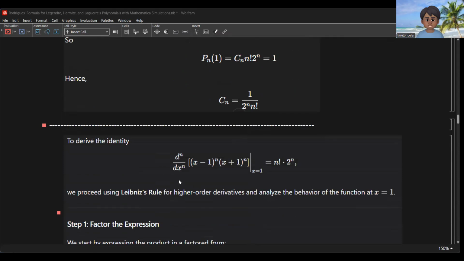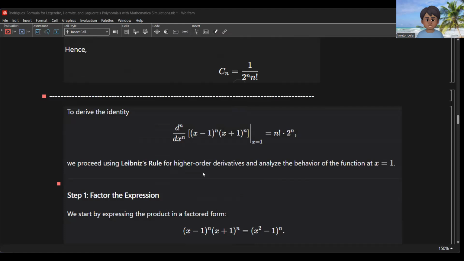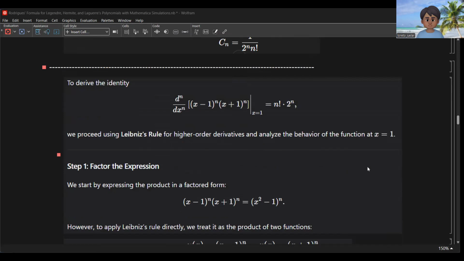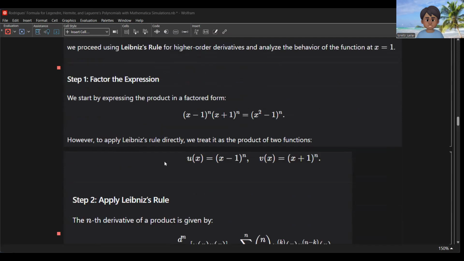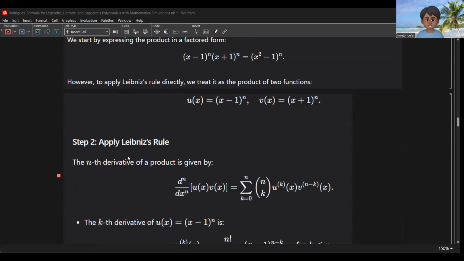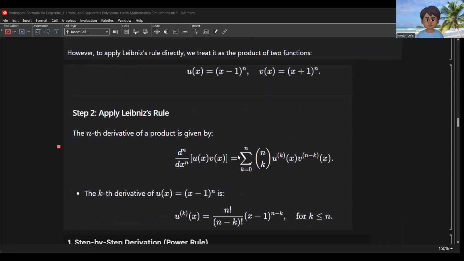So, the derived identity, let's start with this. We proceed using the Leibniz rule for higher order derivatives and analyze the behavior of the function at x equal to 1. So we first factor x squared minus 1 raised to the n. Then we let u of x equal x minus 1 raised to the n, and v of x equal x plus 1 raised to the n. Now we are going to apply the Leibniz rule here. So this is the Leibniz rule, with the combination of n taken k at a time.